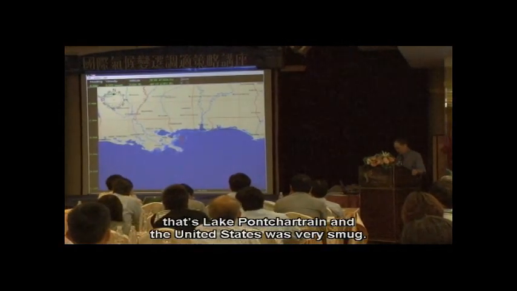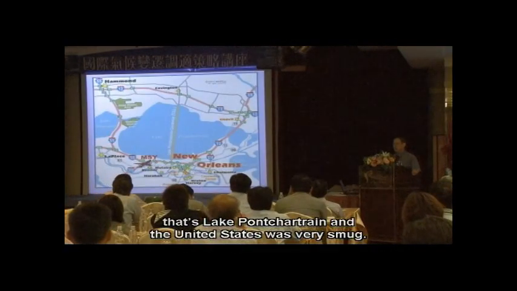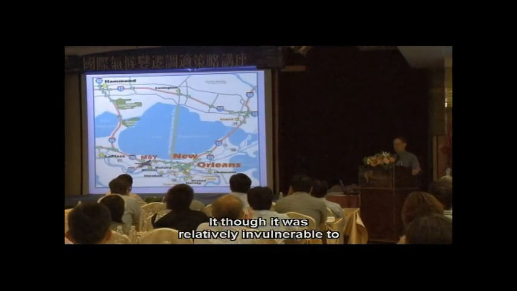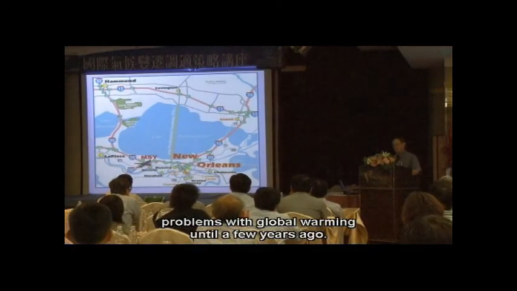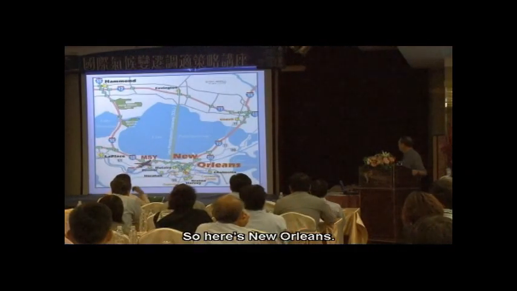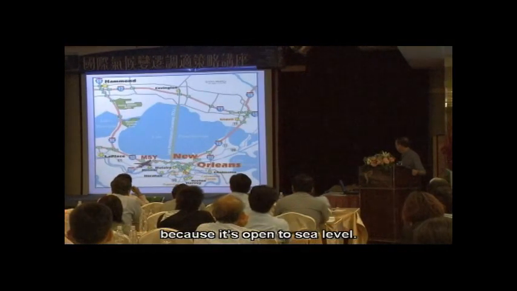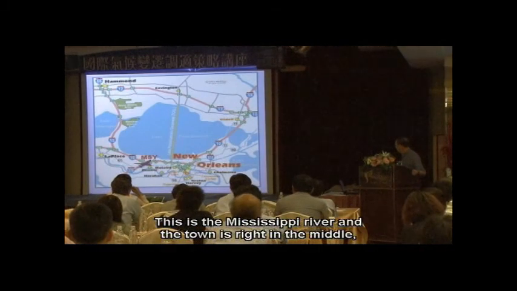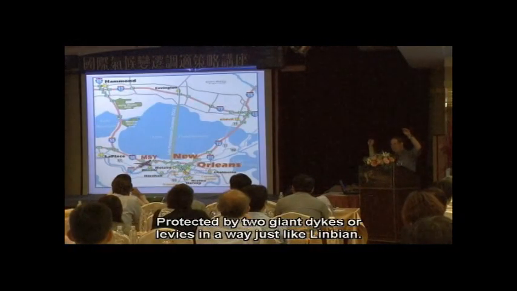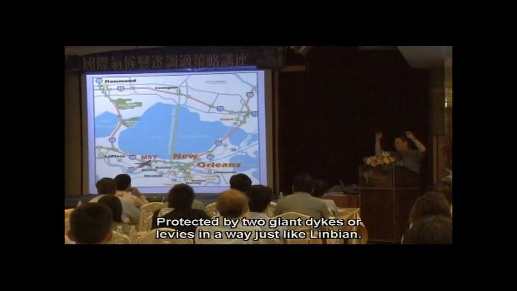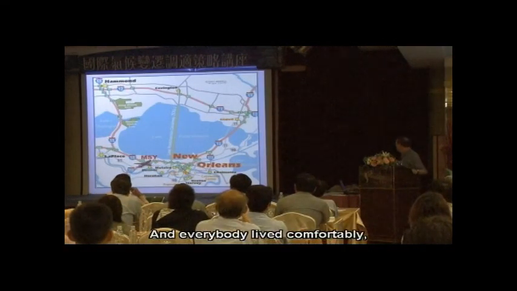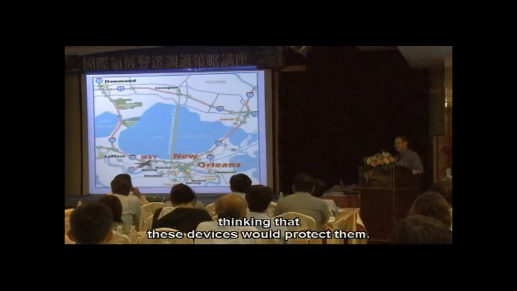That's Lake Pontchartrain. And the United States was very smug. It thought it was relatively invulnerable to problems of global warming until a few years ago. So here's New Orleans. This lake is actually the ocean because it's open to sea level. This is the Mississippi River. And the town is right in the middle, below sea level, protected by 2 giant dikes or levees. And everybody lived comfortably thinking that these devices would protect them.